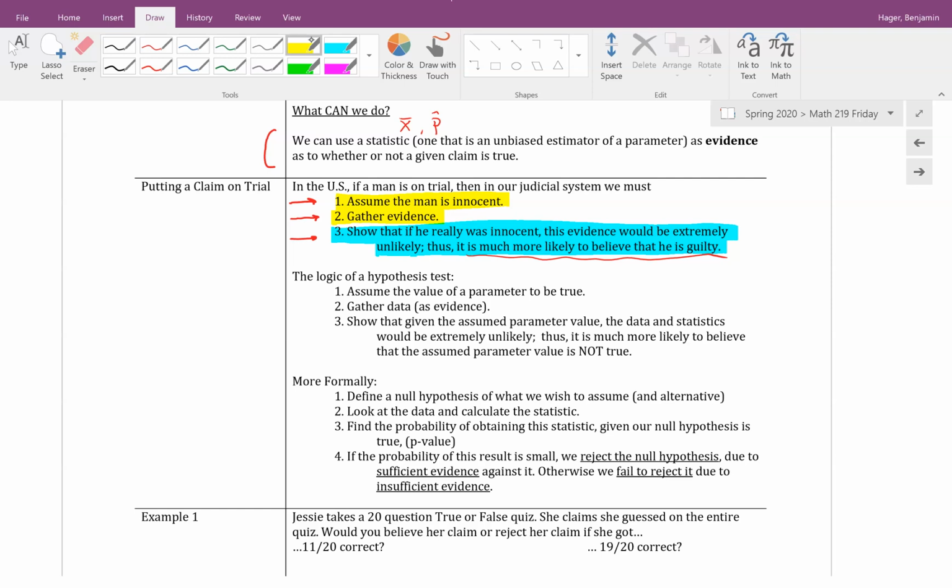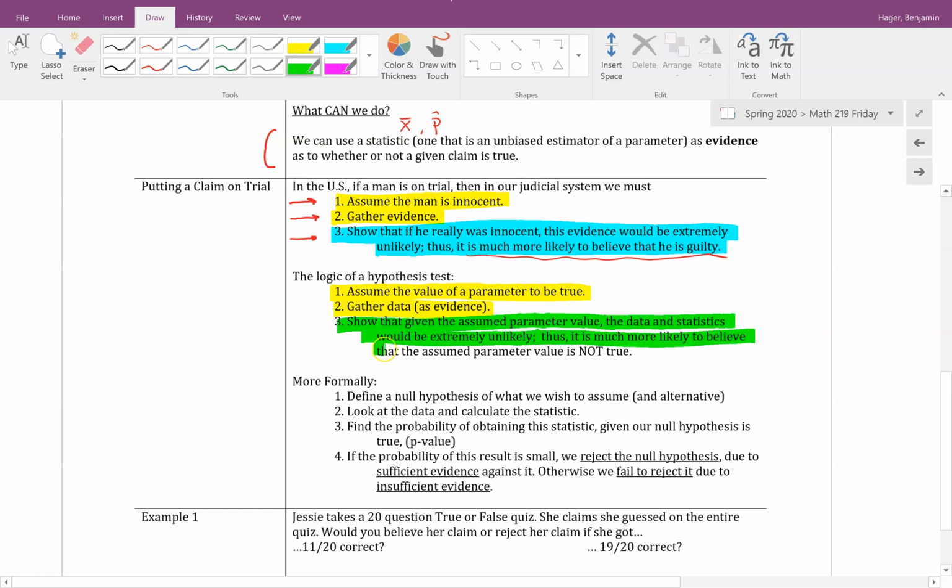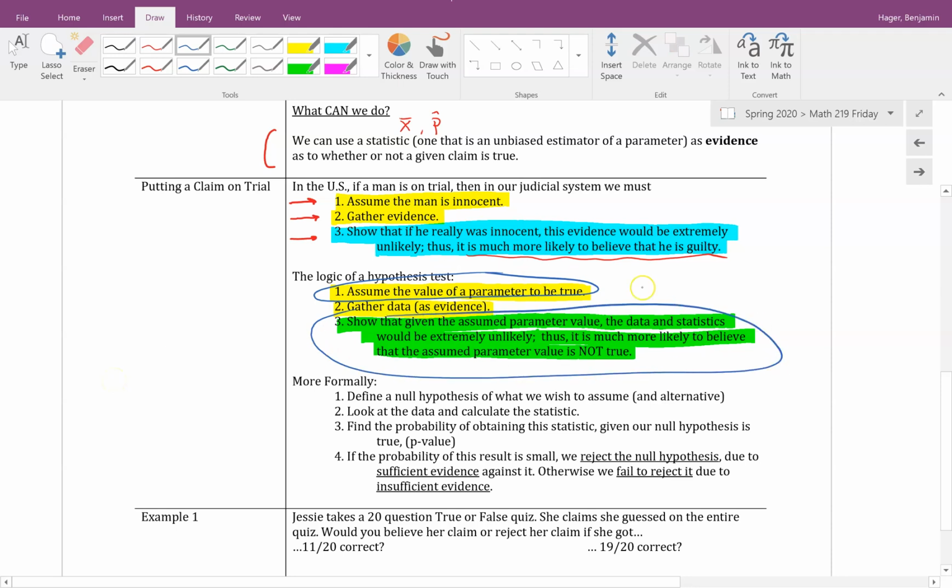Okay. Same is true for a hypothesis test. We're going to be testing something about a parameter, about the population mean or population proportion, and we assume that a particular value is true. And then we do some sampling and collect some evidence. And then we show that, given the assumed parameter value, the data and statistics would be extremely unlikely to occur, and so therefore it's more likely to believe that we were wrong about our original assumption. We were wrong to assume that the person was innocent, based on the unlikelihood of finding all this evidence. That's the same idea here. We were wrong about our assumption of the parameter based on the evidence we have found that goes in the face of that assumption.